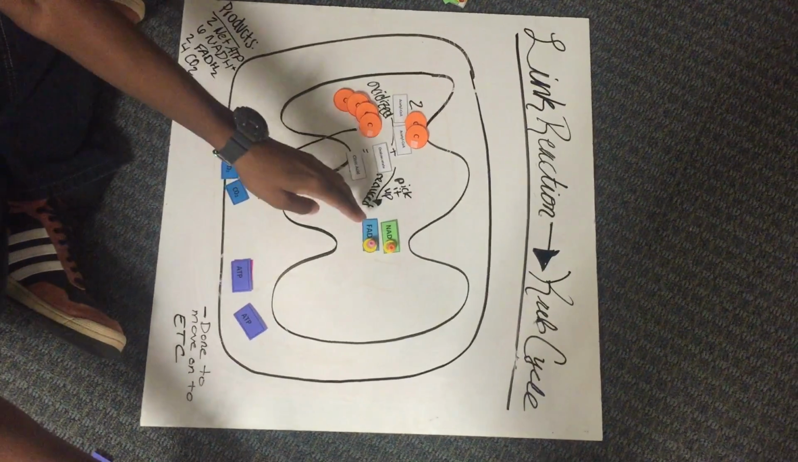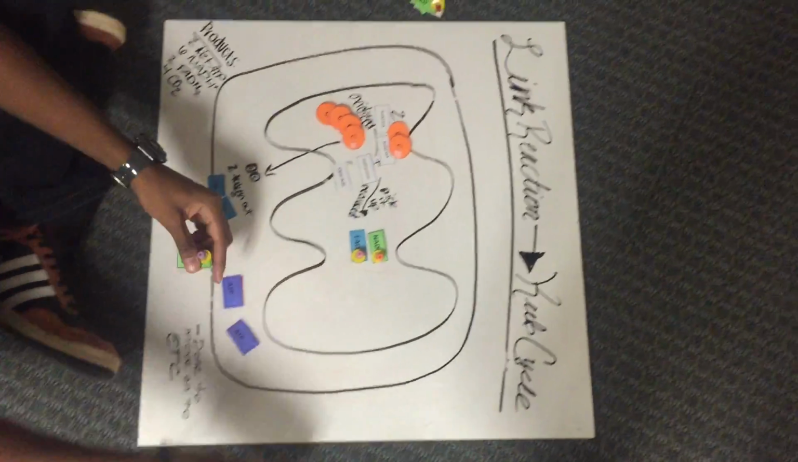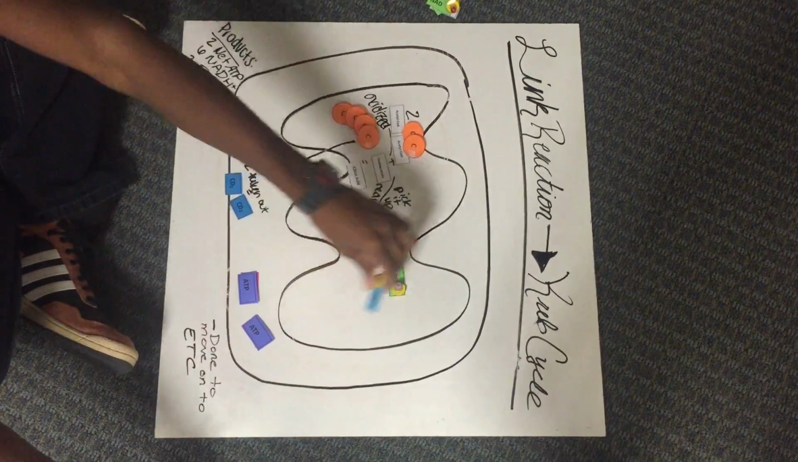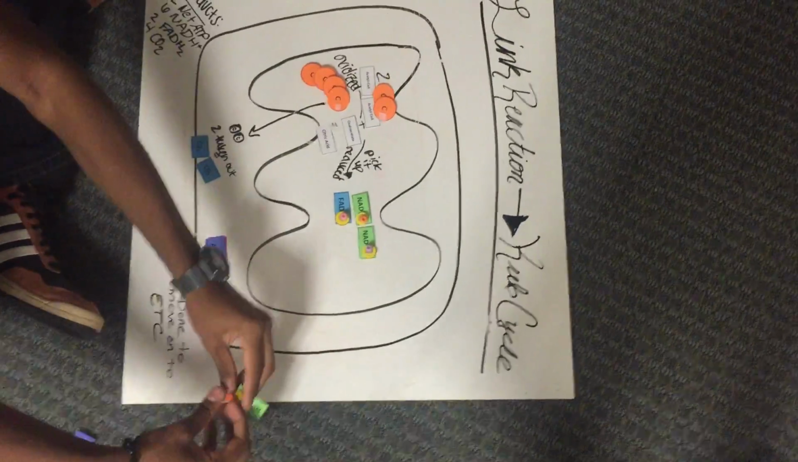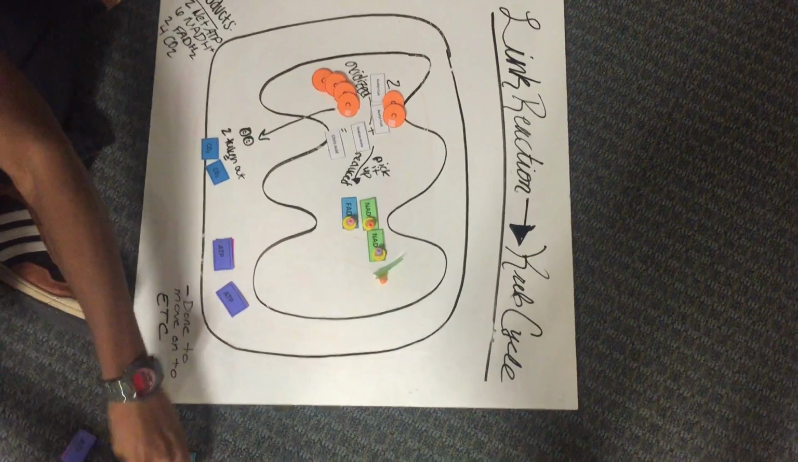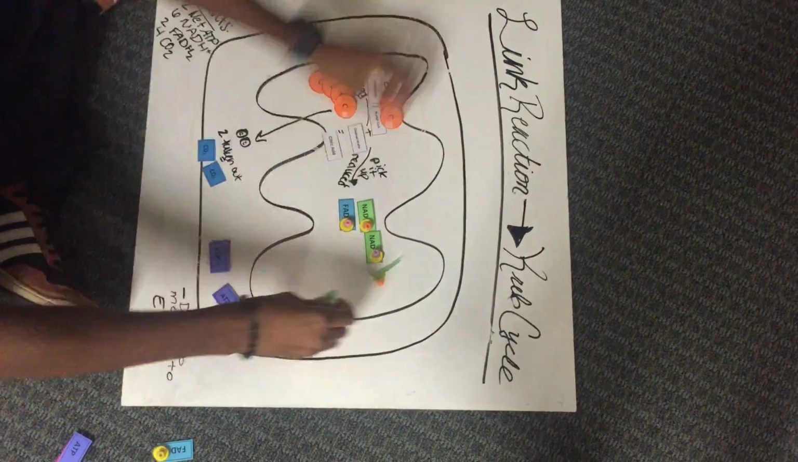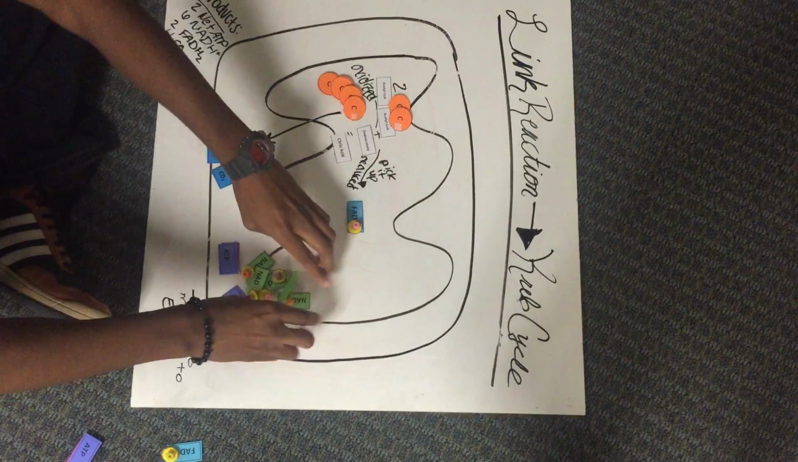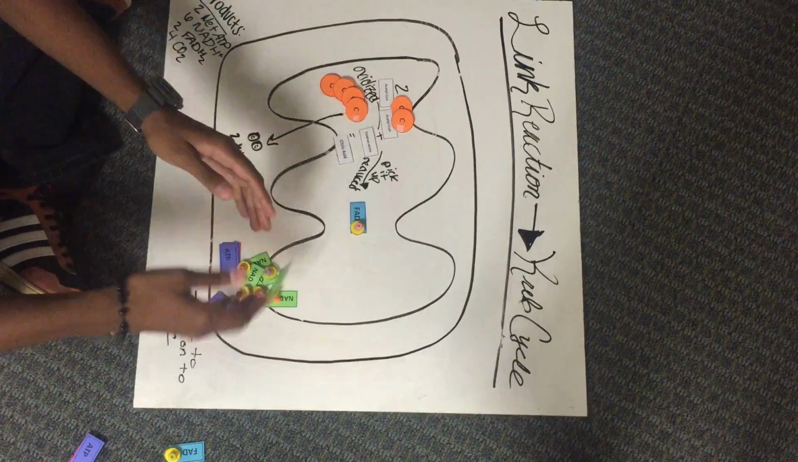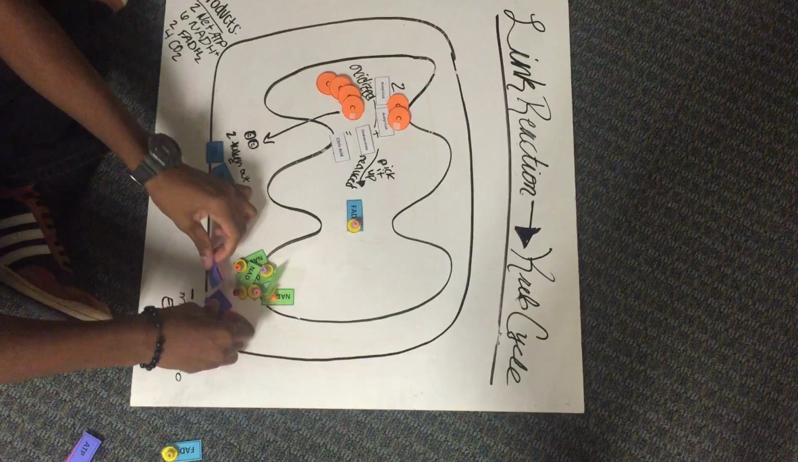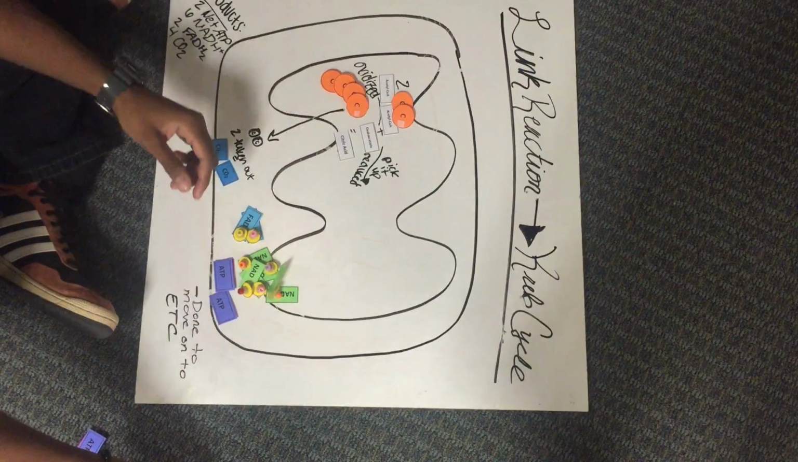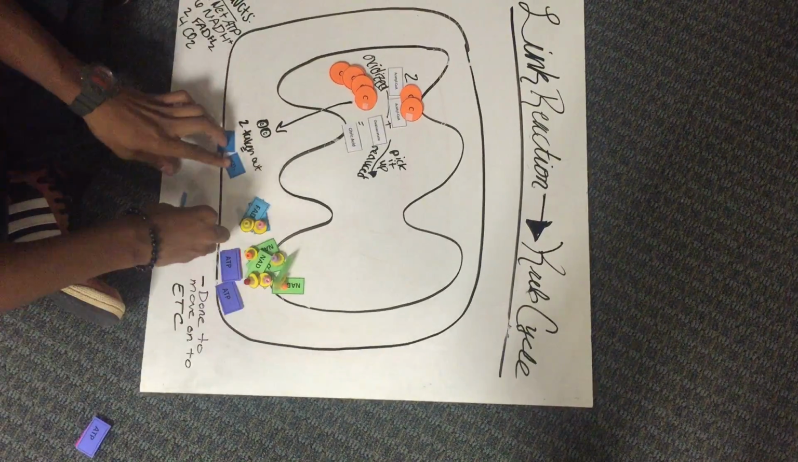and the reaction also creates 6 NADH. So we have the products here: 6 NADH, 2 net ATP, 2 FADH, and 4 CO2.